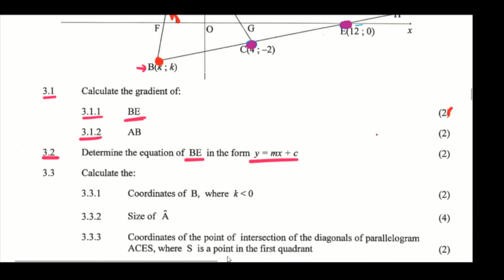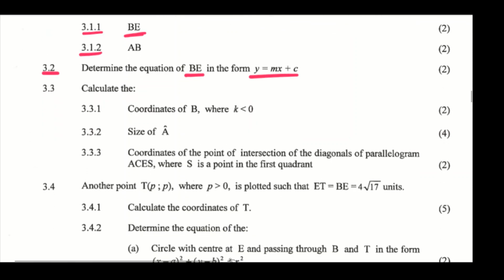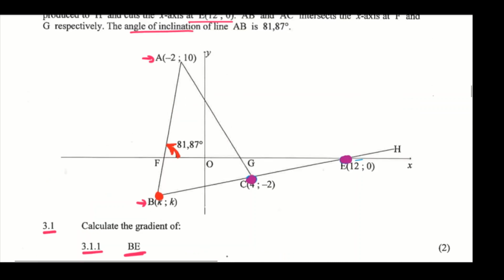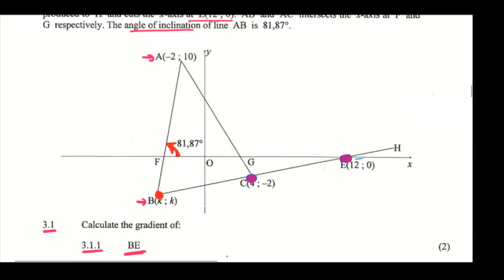So now, in 3.3, we're asked to calculate the coordinates of B. To find the coordinates of B, we now know the equation of BE, right? And we know the gradient of AB. So we know the equation of this line. I'm just going to indicate it with a red line. We know the equation of BE. We just calculated it in the previous question: BE is y equals 1 over 4x minus 3, right?